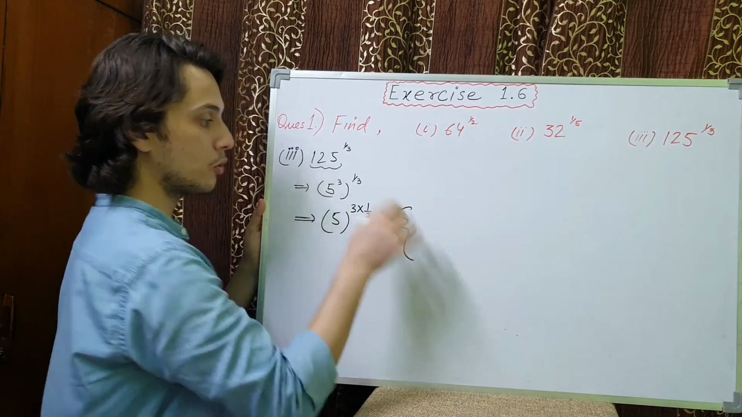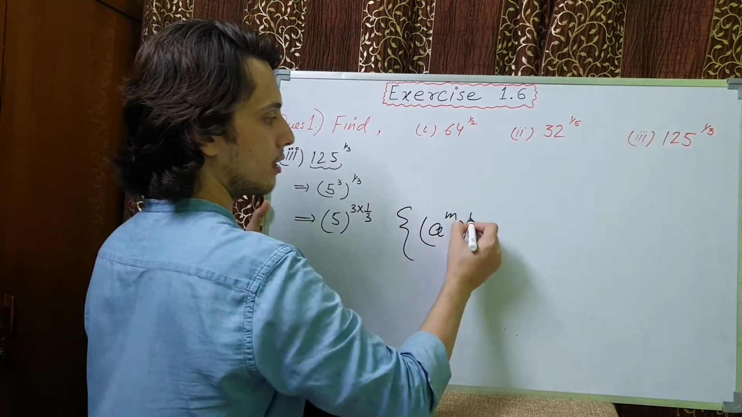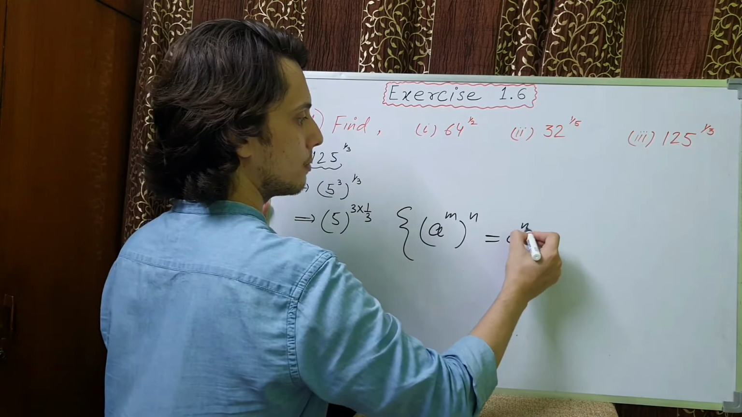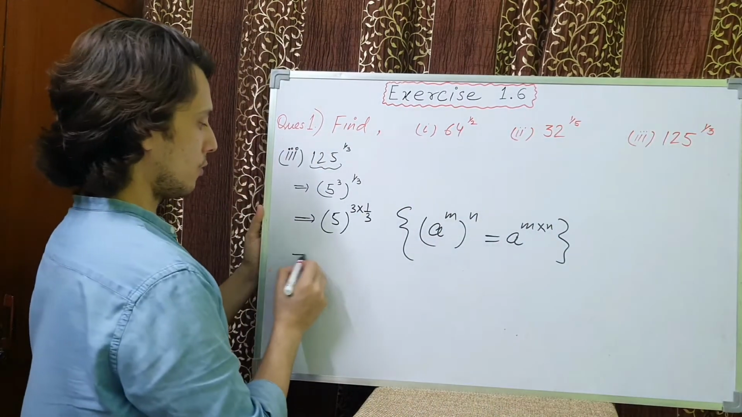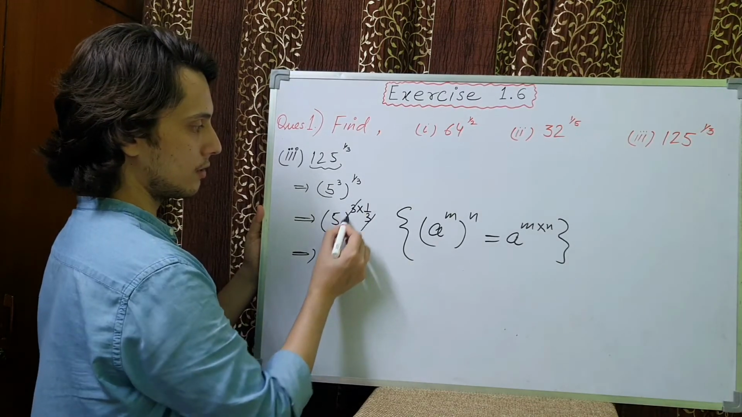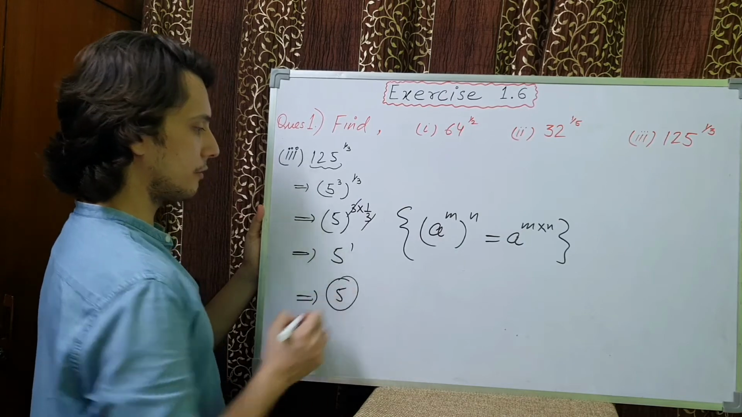The same law we should write each and every time. A raised to the power m, whole raised to n, gives a raised to the power m into n. The powers get multiplied. So what we have here is 3 gets cancelled with 3, 5 to the power 1. The final answer is 5.